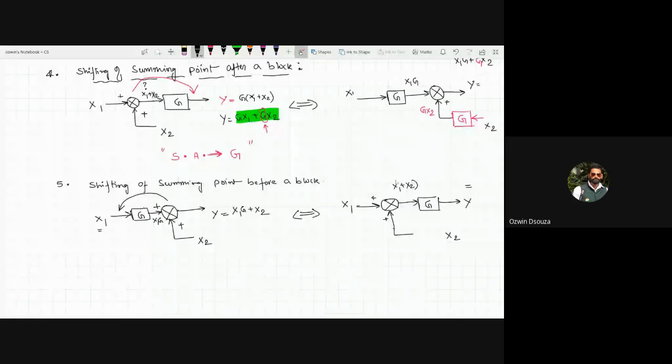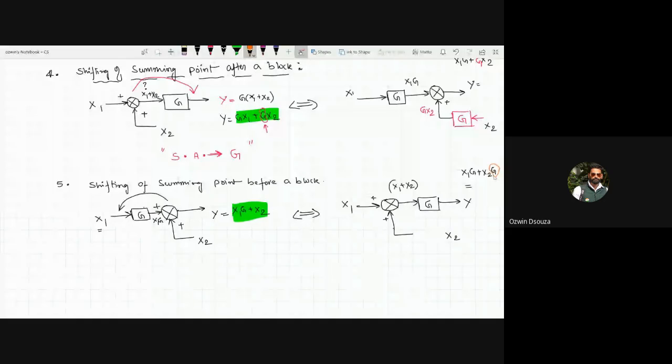So the output of the summary is x1 g, right? But in your original network, your output is just x1 g plus x2. On the other hand, after shifting the summing point before the block, in your output you are seeing this alien term, right? So G is the foreign term here, which shouldn't have been there. But it is present because of your shifting of the summing point.